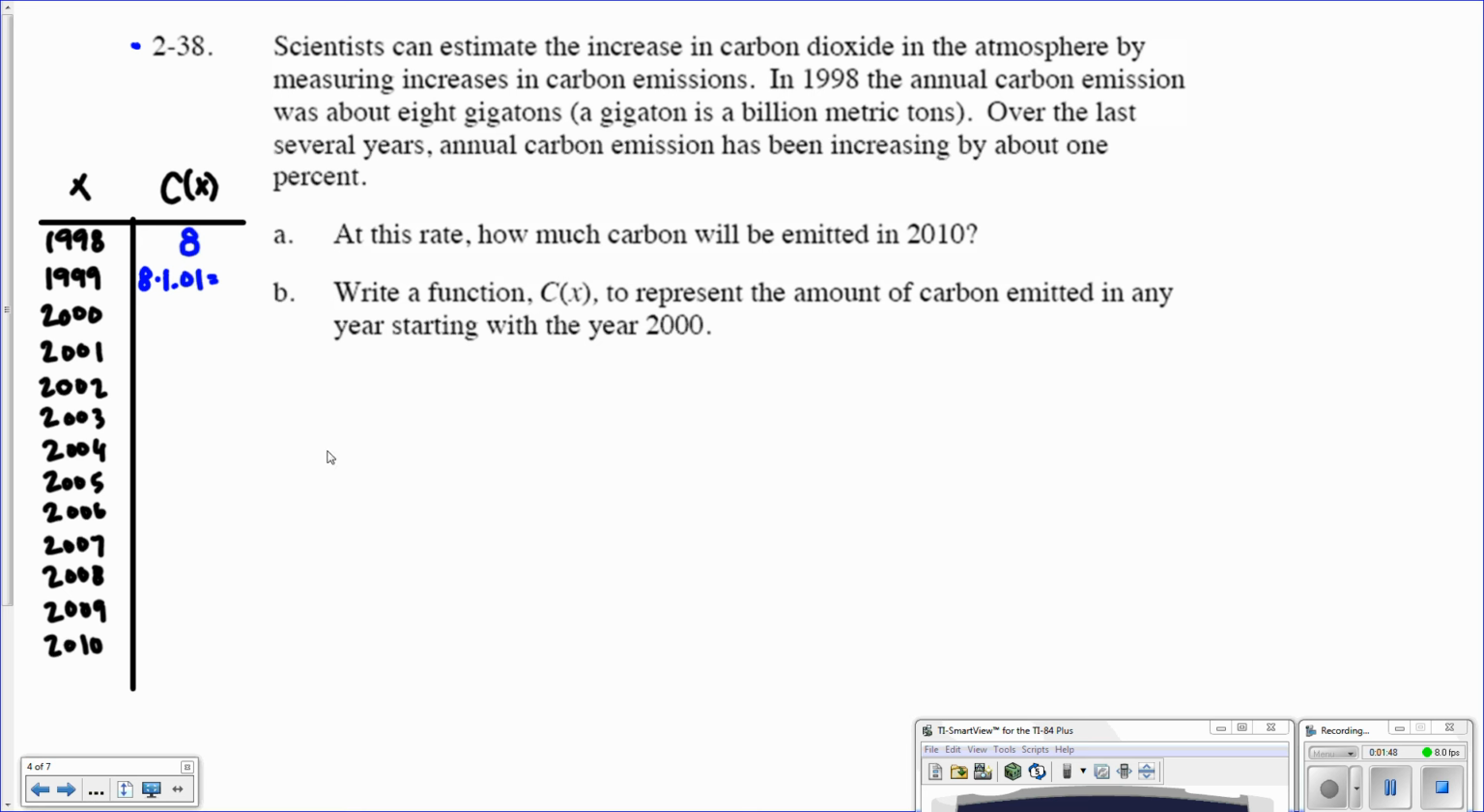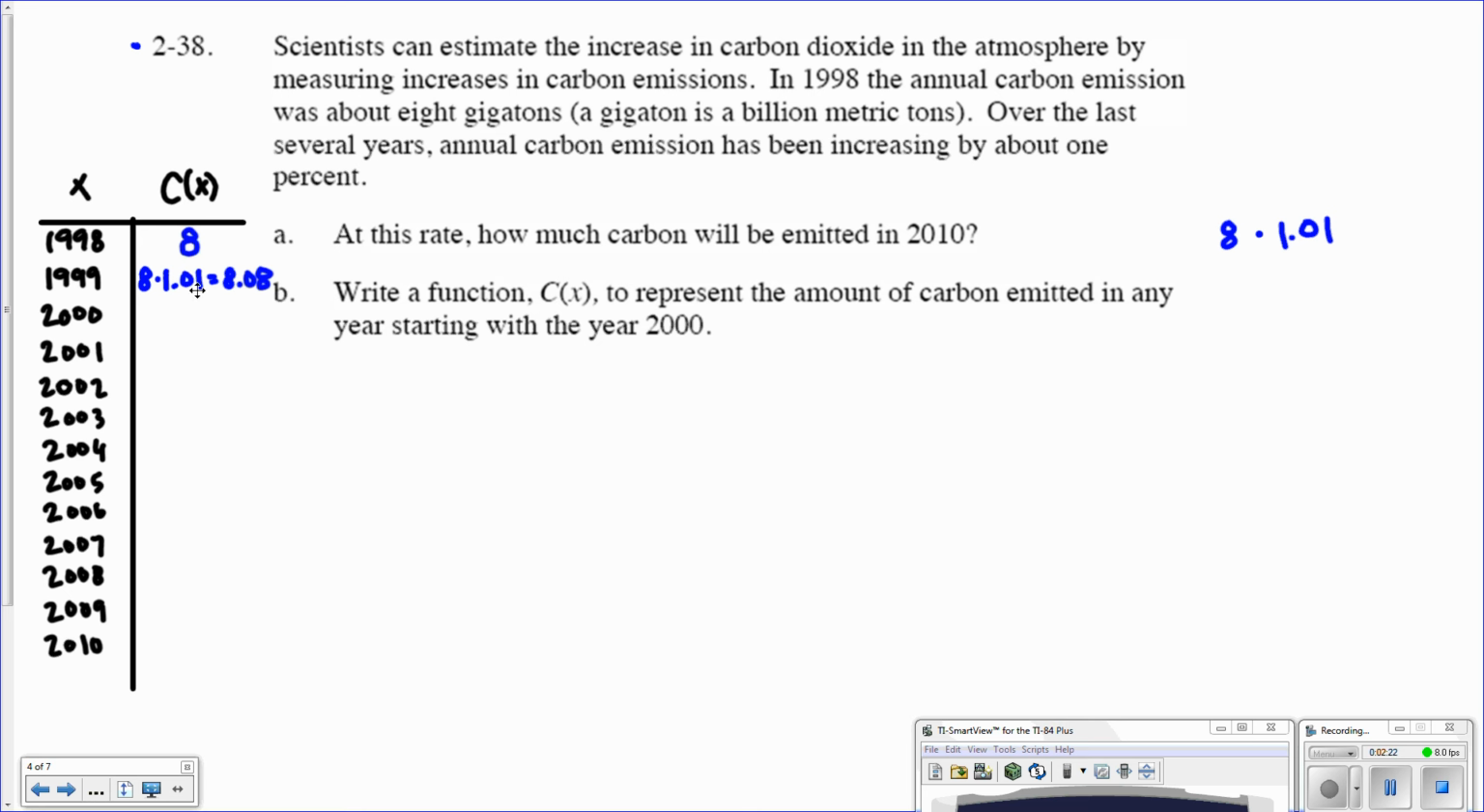I find it's easier just to multiply it there. So when we do that, I should end up with 8.08 when I multiply it. That's an easy one. You can do that in your head. So we had 8.08 gigatons of carbon emission there in 1999. So all we did was we multiplied 8 times 1.01. I'll write that over here just on the side.